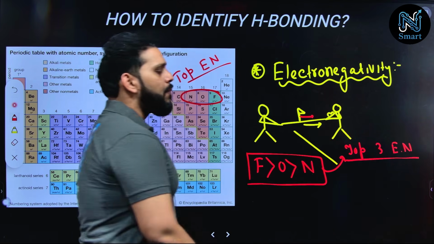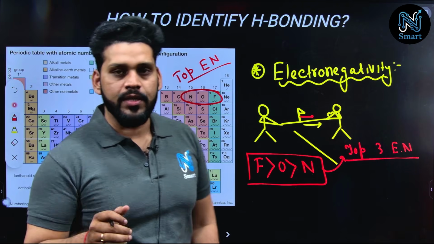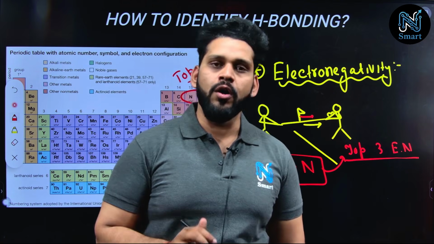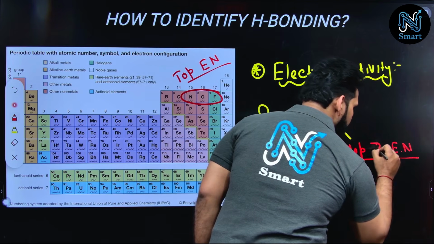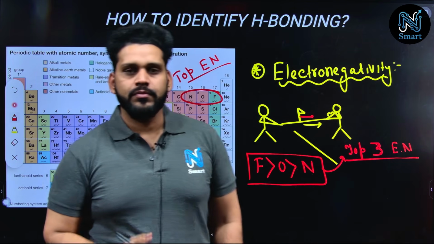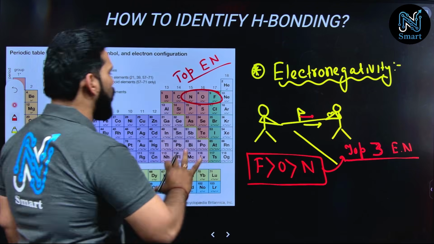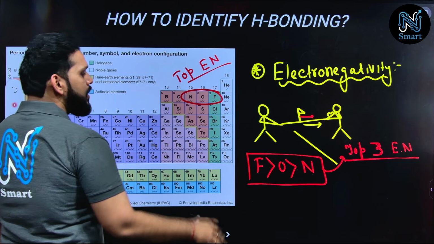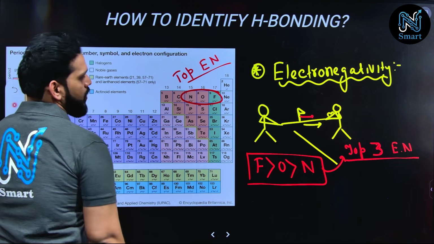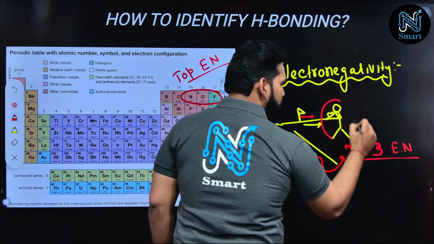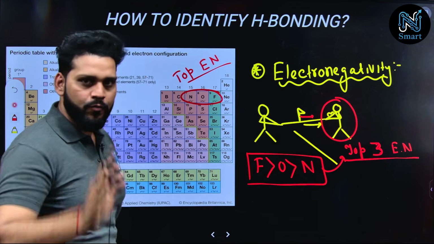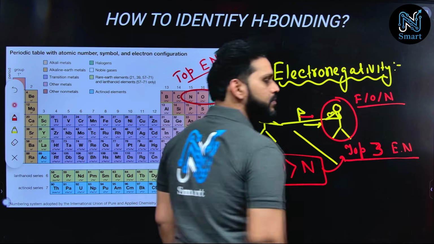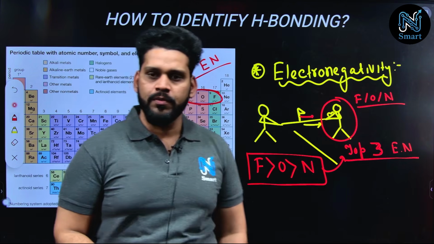About these top 3 electronegative elements only, we see hydrogen bonding for FON only. Okay, I guess it is visible, I have written the three. Whenever we are talking about hydrogen bonding, we are talking about the FON elements only. In this example you are the powerful guy, right? So FON are the powerful guys of the periodic table. Yes or no?